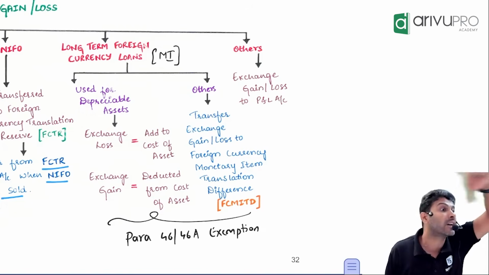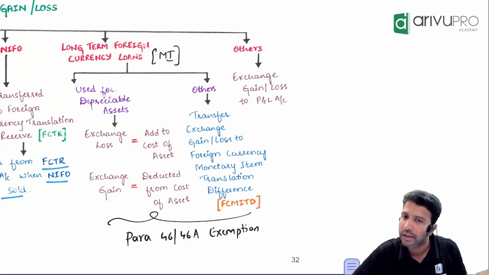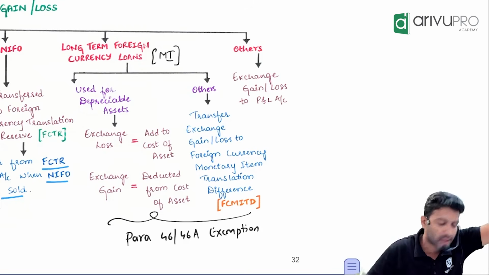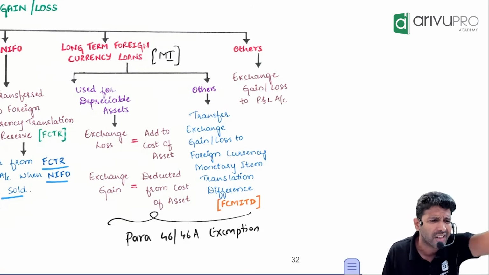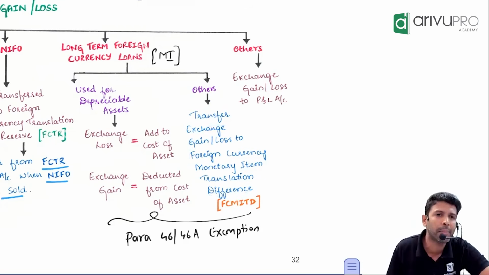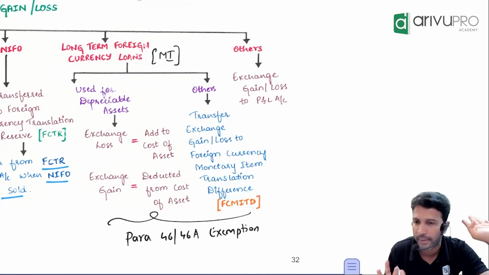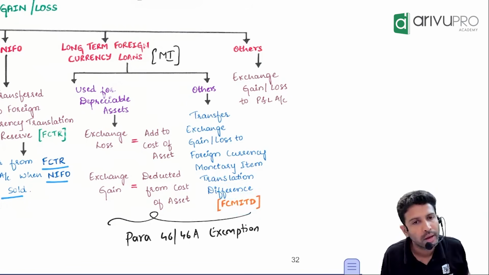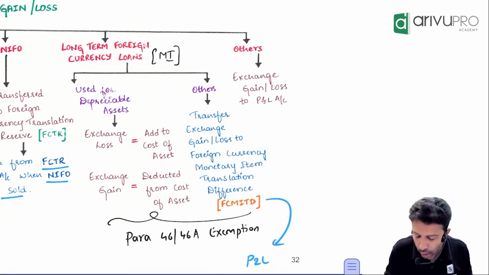you can accumulate it in one reserve. Instead of transferring the exchange gain or loss to P&L, you can accumulate it in one reserve called FCMITD or FCMITR, Foreign Currency Monetary Item Translation Difference. Like revaluation reserve is there, like that, one fancy reserve. It's called Foreign Currency Monetary Item Translation Difference, or you can also call it Translation Reserve. Instead of transferring it to P&L, transfer it to this account. Now, from FCMITD, you can transfer it to P&L over the loan duration.